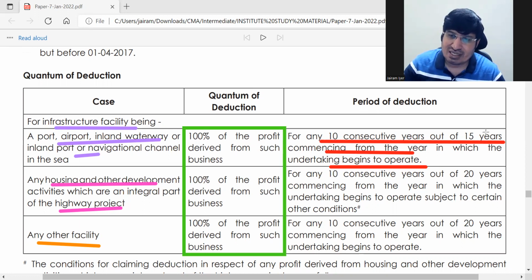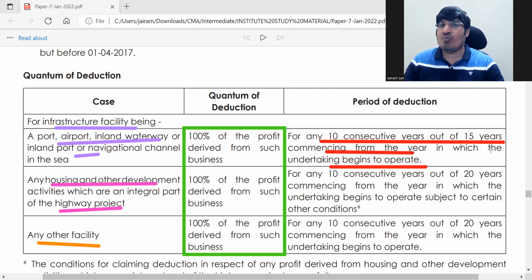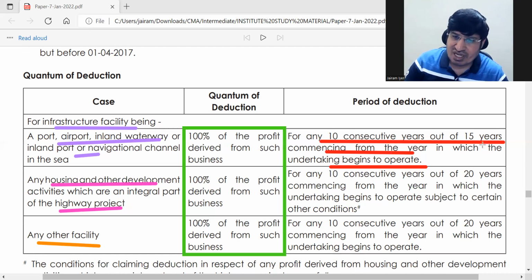Why is it like that? Why is it given as 10 out of 15? See, when you're in the starting stages, the profit will be less. So even if you give a deduction, the benefit will not be that much. These are all huge facilities. Gradually it becomes popular, and the traffic increases. Which is why you are telling them to take any 10 years out of the first 15 years. Normally people will take the last 10 years of the 15 years. Why? Because profit will be more. That's why. So it is 10 out of 15 years here.